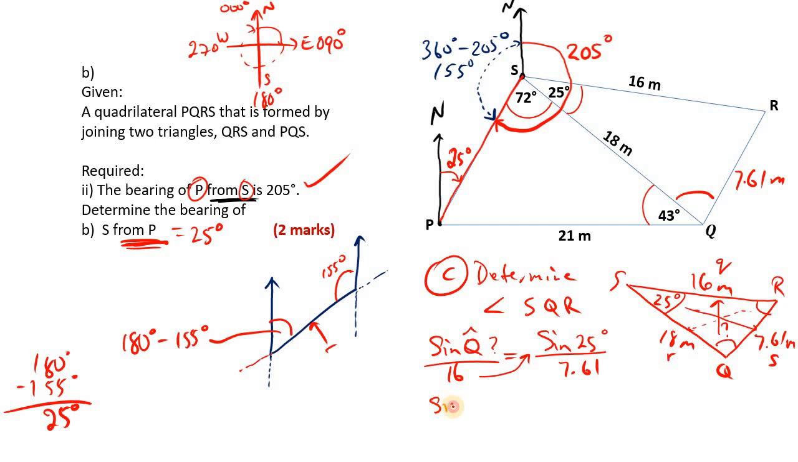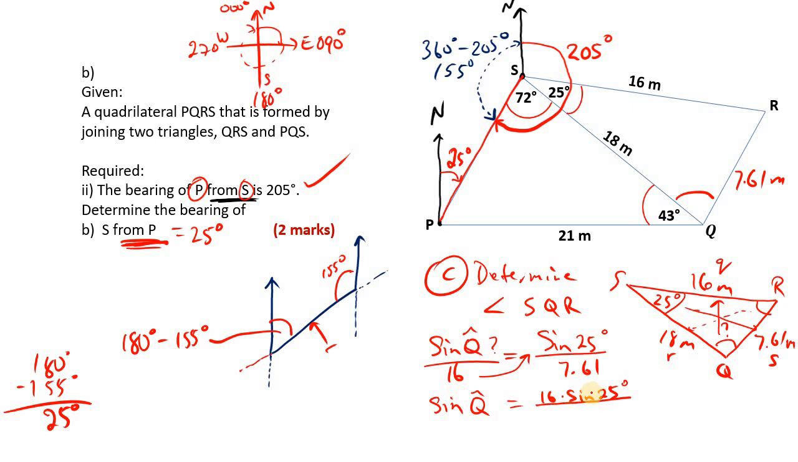So we have sine Q is equal to, remember I said it's going in the numerator, from the denominator, from division to multiplication. So 16 sine 25. It's best to write it this way. Put a 16 before the sine 25. Don't put it afterwards. Your calculator may calculate the sine of 25 times 16. You want the 16 to be first, so that way your calculator will find sine of 25 and multiply by 16. Then you're going to put 7.61 where it was before in the denominator.